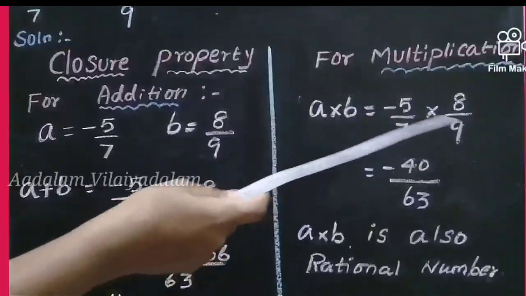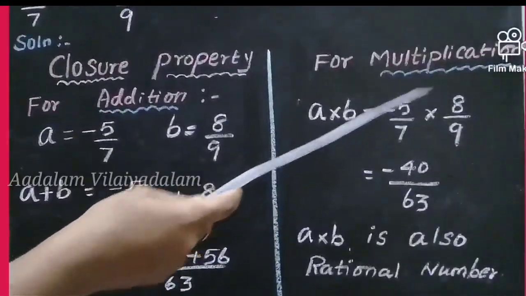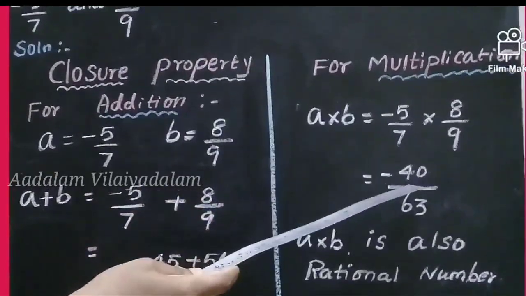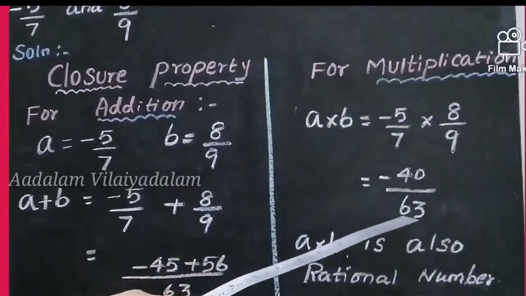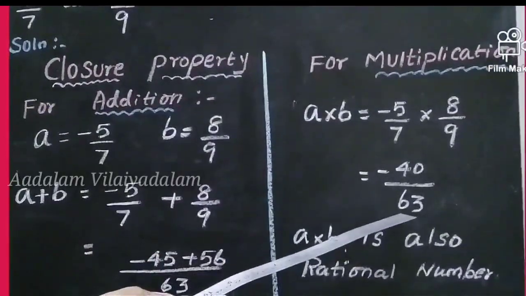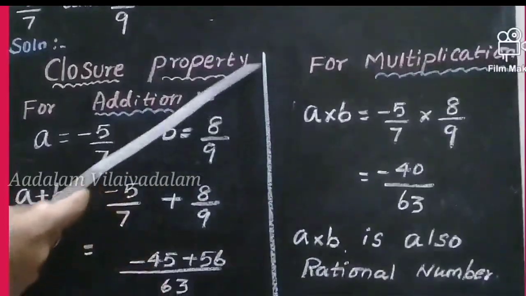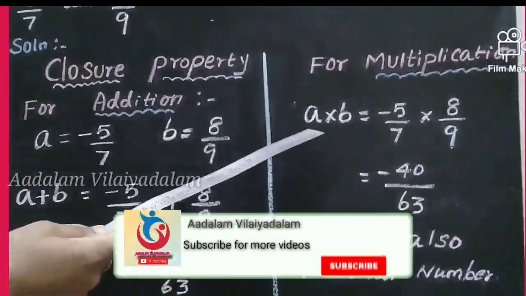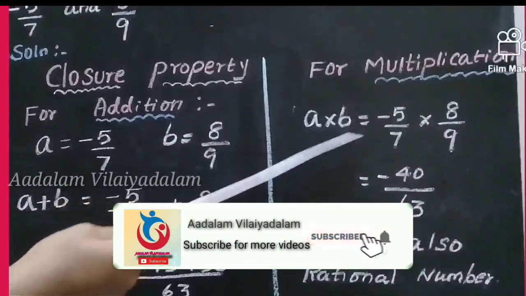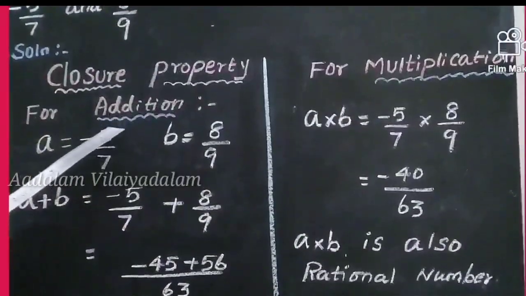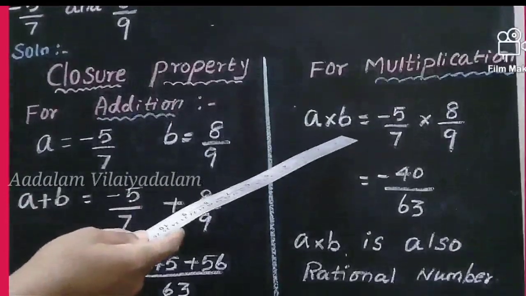Here cancellation is not possible. Just multiply the numerators: plus into minus, minus 5 eights are 40, and 7 nines are 63. So -40/63 is also a rational number. So the formula is, if A and B are two rational numbers, A into B is also a rational number. Therefore, closure property for addition and multiplication is verified.